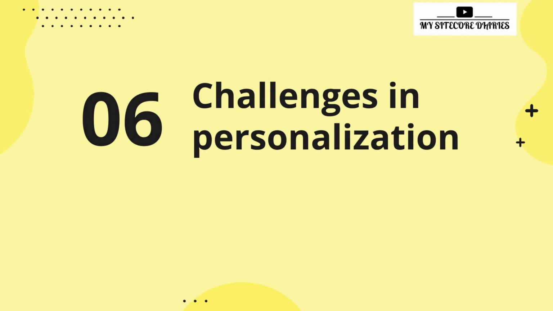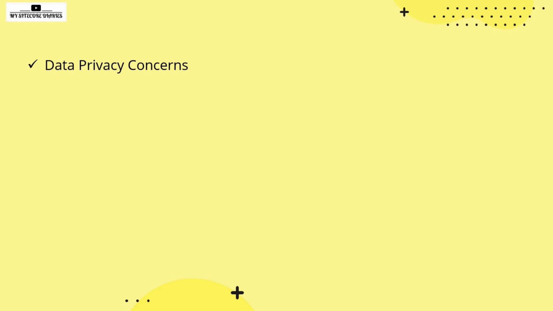Now we'll see the last topic of this video: challenges in personalization. The first challenge will be data privacy concerns. As you have seen till now, collecting data from the visitor is very important. Then if you are collecting data, a privacy concern will come, and handling that is a challenge in personalization. Next, data accuracy and quality. You collect the data from the visitor, and the data quality and accuracy depend on what data is provided by the visitors, so there is a challenge whether it is accurate or not.